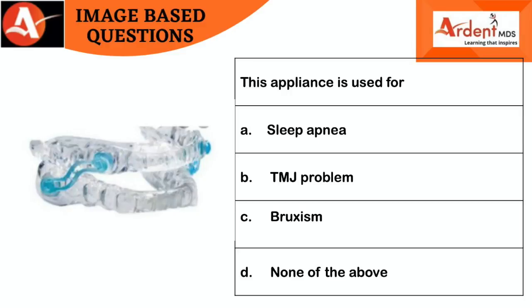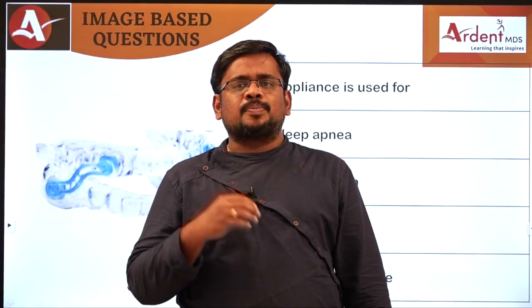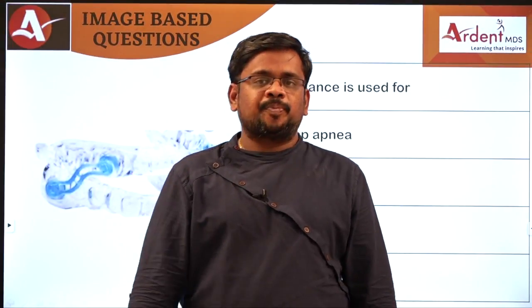And they asked, what is this appliance used for? This appliance is used for sleep apnea. And what is this appliance called? This is called an intraoral mandibular advancement appliance. When a person wears this appliance, the mandible advances anteriorly so that the pharyngeal space is increased. So it is used for obstructive sleep apnea.